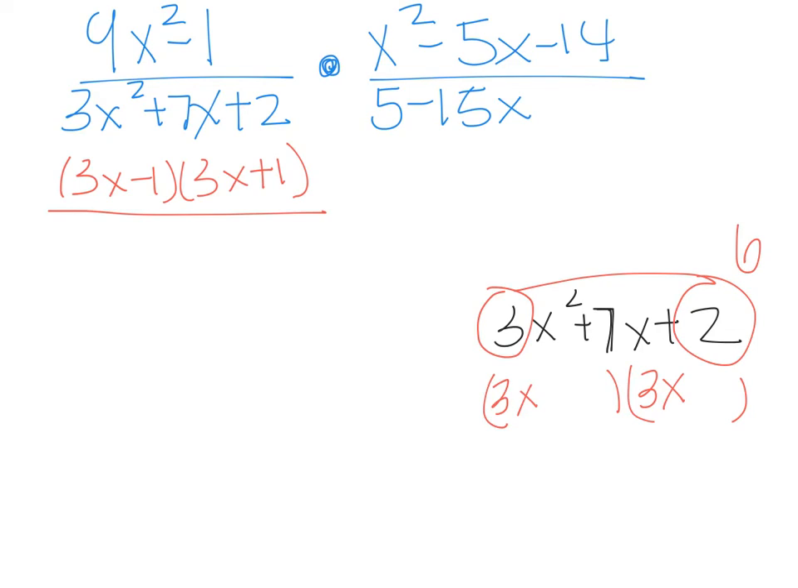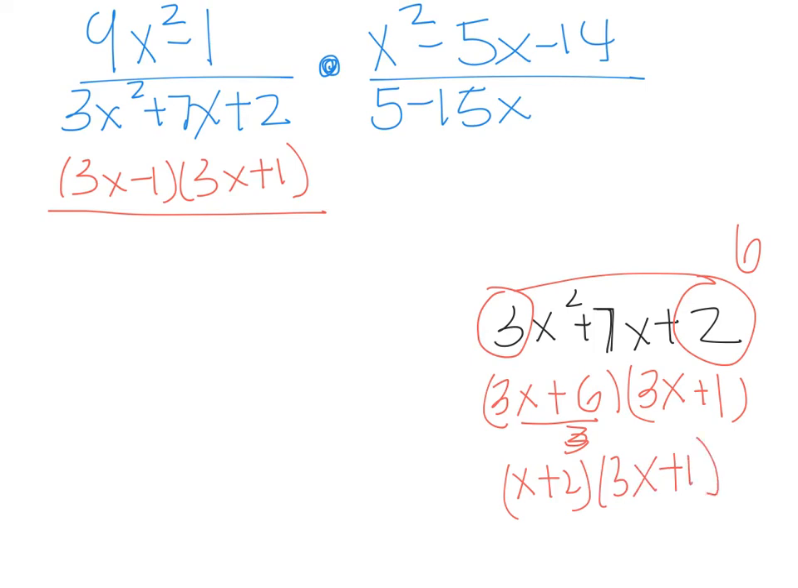Okay, so I need two numbers that multiply to 6 and add to 7. So that's not too bad, just 6 and 1. And 6 plus 1 is 7. 6 times 1 is 6. And now I notice 3x plus 6 has the garbage because I can divide out 3 from both terms. So that leaves me with x plus 2 times 3x plus 1.